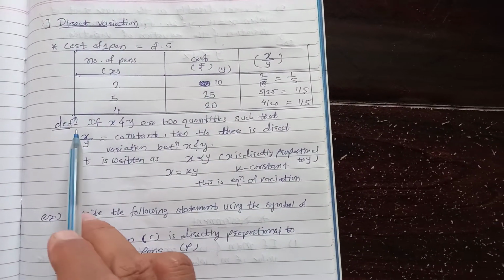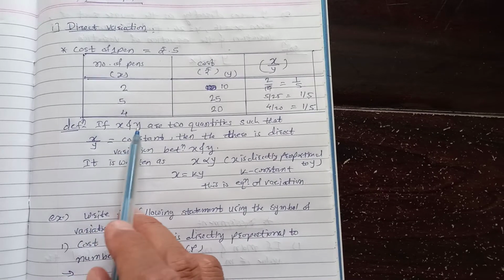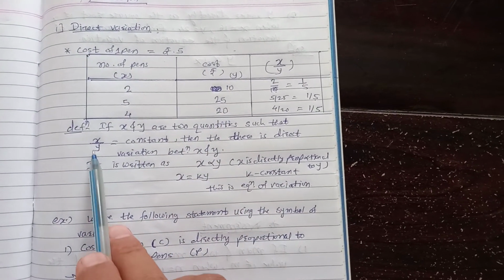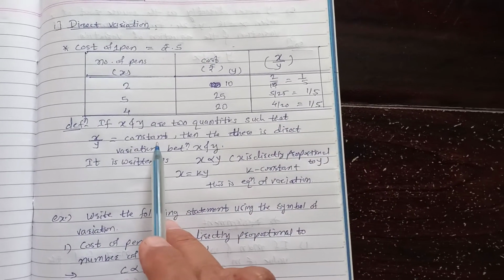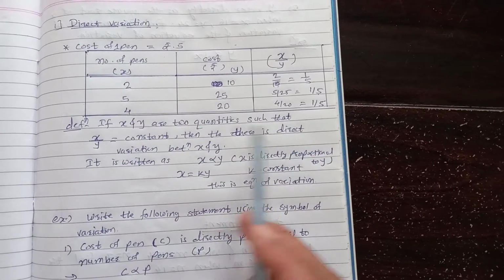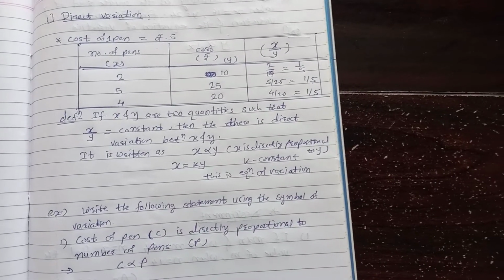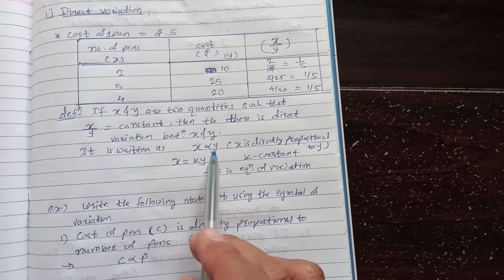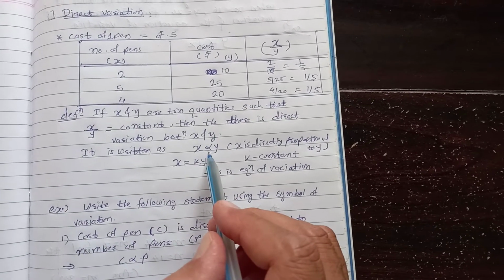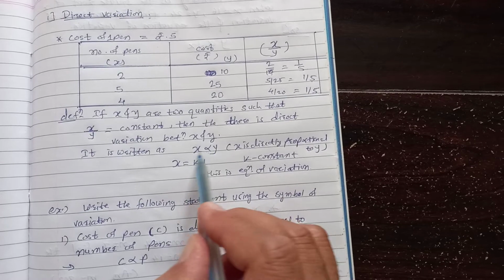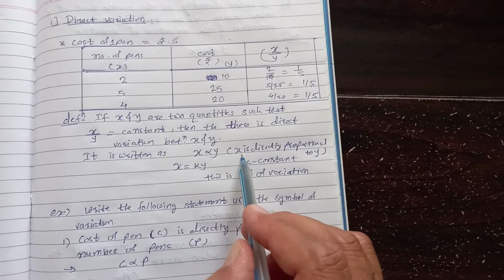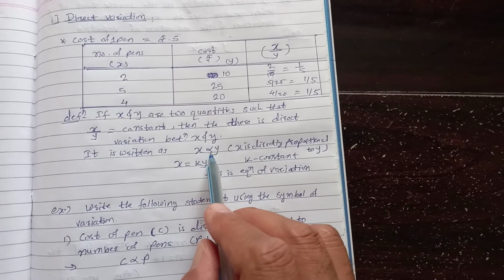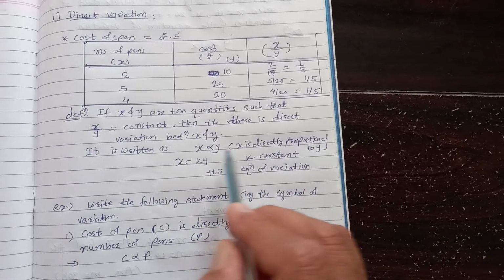See, now here we will see the definition. If x and y are two quantities, such that x upon y, means this ratio, is constant, then there is direct variation between x and y. So this is written with this symbol. This is actually alpha, but when we write this in variation, you have to read it as x is directly proportional to y. This indicates directly proportional to y.